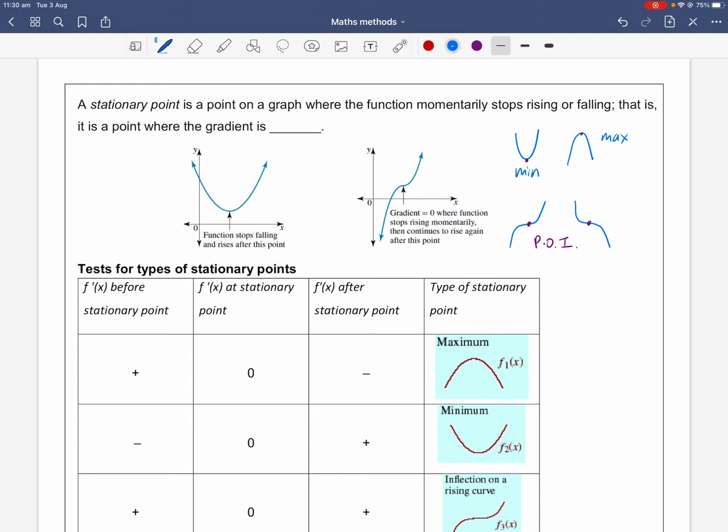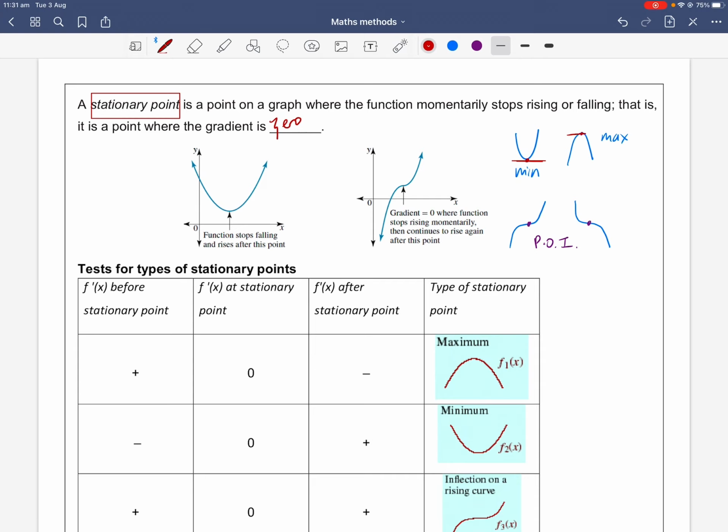Now, we can summarize all that into stationary point. So a stationary point is a point on the graph where the function momentarily stops rising or falling. In other words, it's the point where the gradient is 0. So if we look back at our quadratics, our happy faces or sad faces, our stationary point would then be our turning point, because that is where, if we drew a tangent line, our tangent would be flat, horizontal. That's where it has slope 0 or gradient 0.